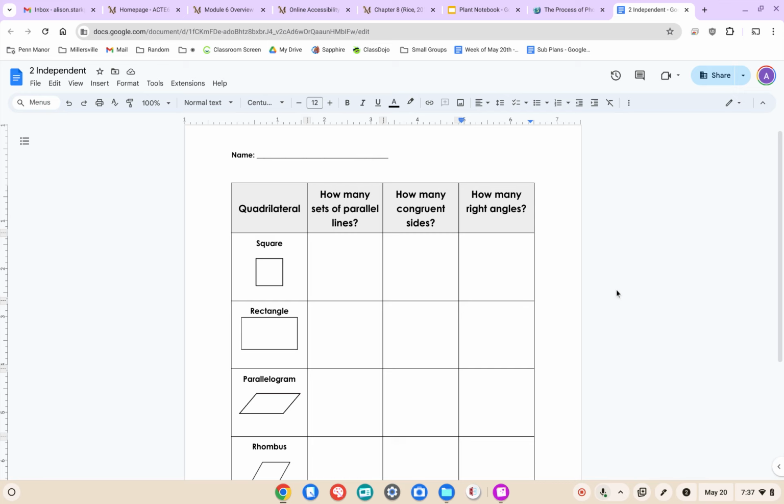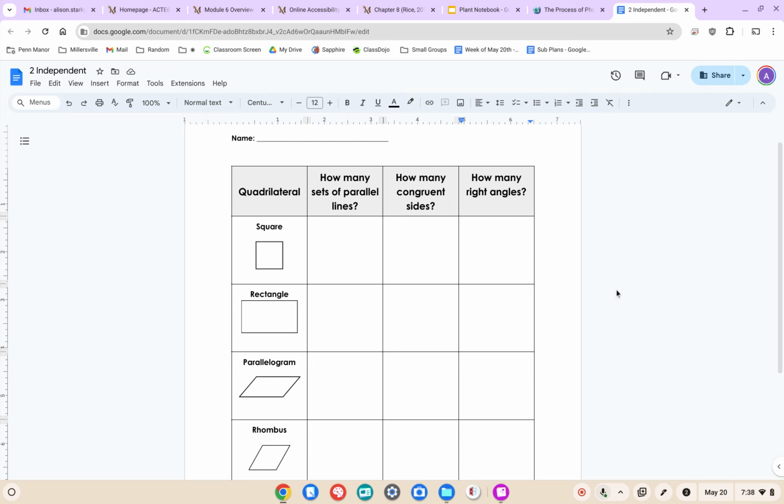From the Rice Chapter 8, there are multiple means of engagement. It also talked about having active participation and exploration. So students would be working in a group of 3 to explore these different shapes, and they would be participating in their group and filling out this worksheet as they're working.